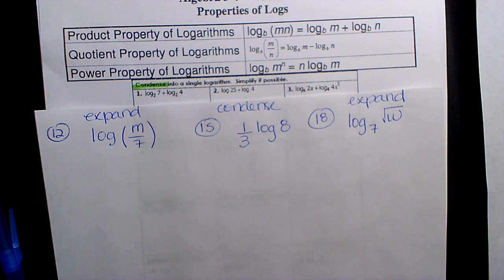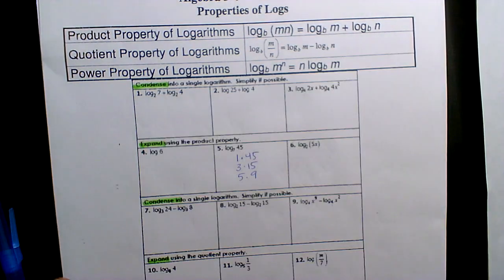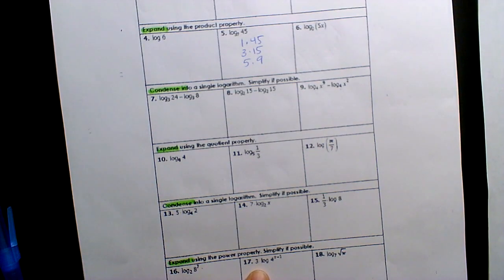You want to make sure you can do your basic expansion and condensation of logs, and rewrites, because they can get really complicated and have quite a few multiple terms. All right, so look: expand 12, condense 15, expand 18. That's just this row here. Oh, I guess I could have done 17 too.